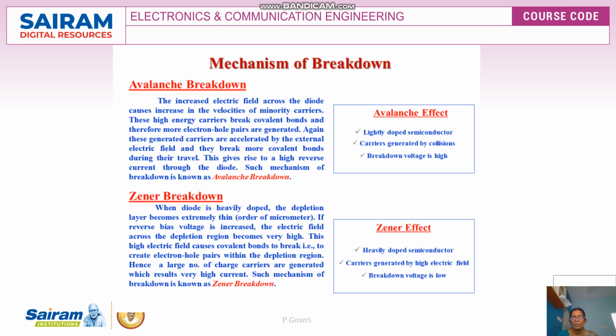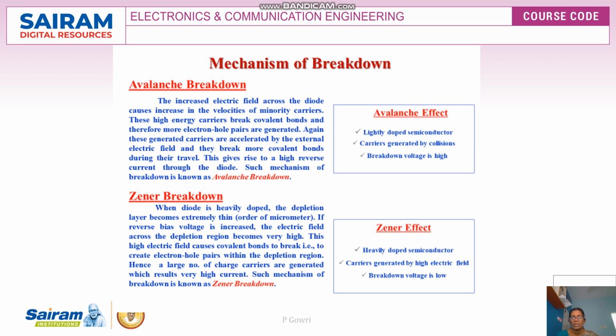Fine. Now, what is meant by avalanche breakdown? This is generated by collisions. That is, the increased electric field across the diode causes an increase in the velocity of the minority carriers. We know that in the reverse biased condition, there will be only minority carrier flow. So what happens is when I apply some voltage, and an electric field is generated due to the applied voltage, the velocity of the charge carriers will be increased.